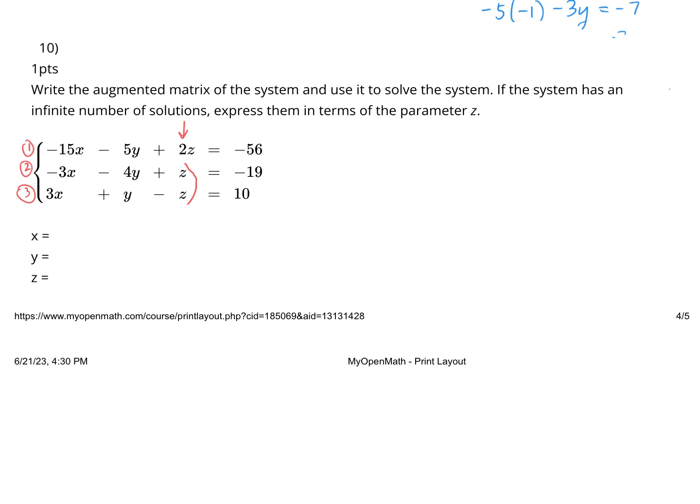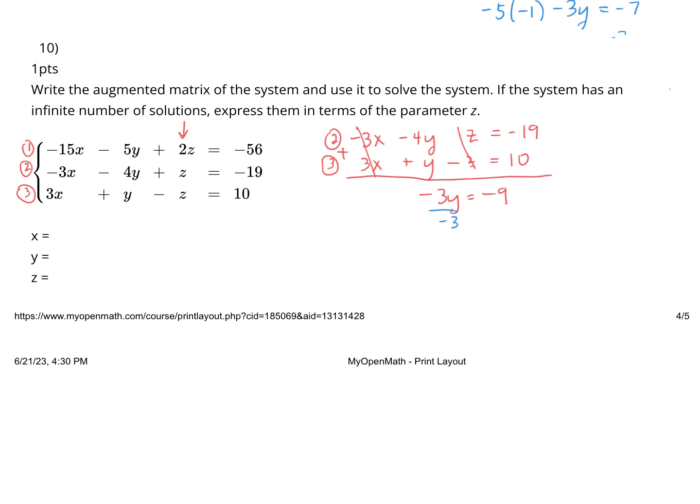Remember that whatever you choose to cancel the first time, though, you have to do that the second time, unless more than one variable cancels out. So I'm going to combine equations 2 and 3 because the z's are going to cancel out. And actually, now that I'm looking at it, the x's are going to cancel out as well. If I add these equations together, the x's are opposites as well as the z's. So I'm going to have negative 4y plus y is negative 3y is equal to negative 9. Divide by negative 3. So y is 3.